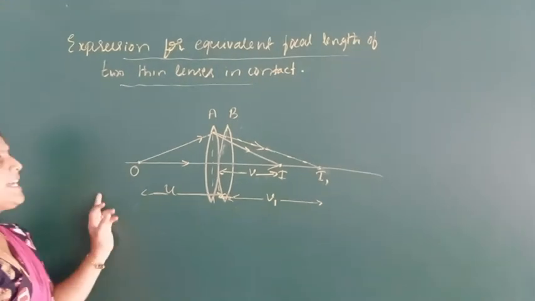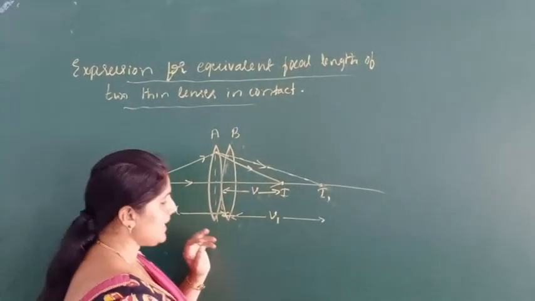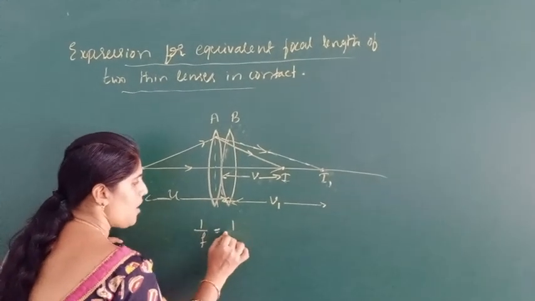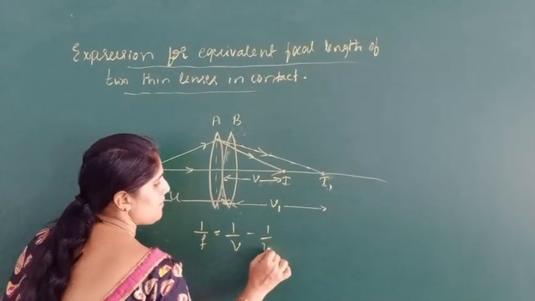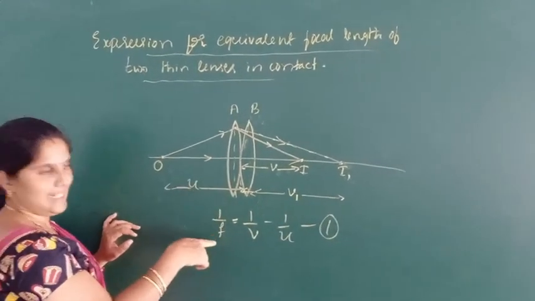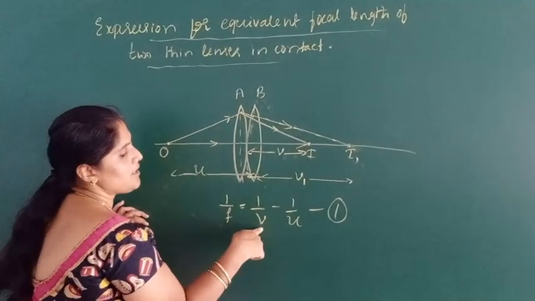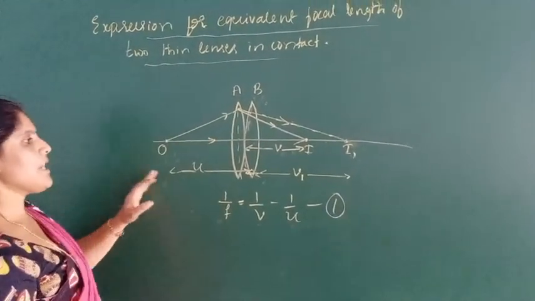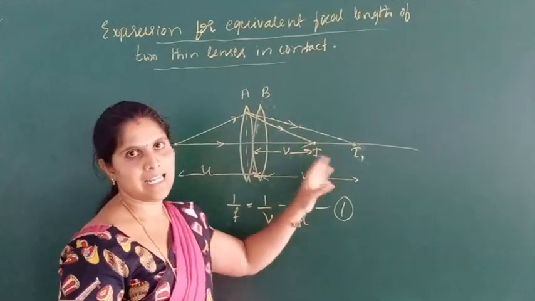We know the lens formula for a thin lens, that is 1 by F is equal to 1 by V minus 1 by U. Call this equation 1. That is the lens formula for a thin lens. Here F is the focal length, V is the image distance, and U is the object distance. Now we apply this lens formula for both the lenses.